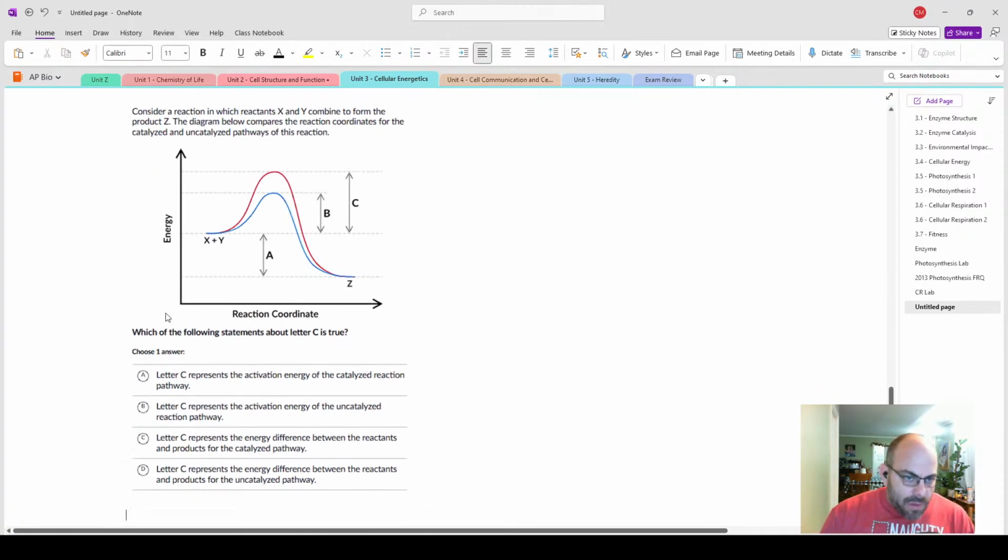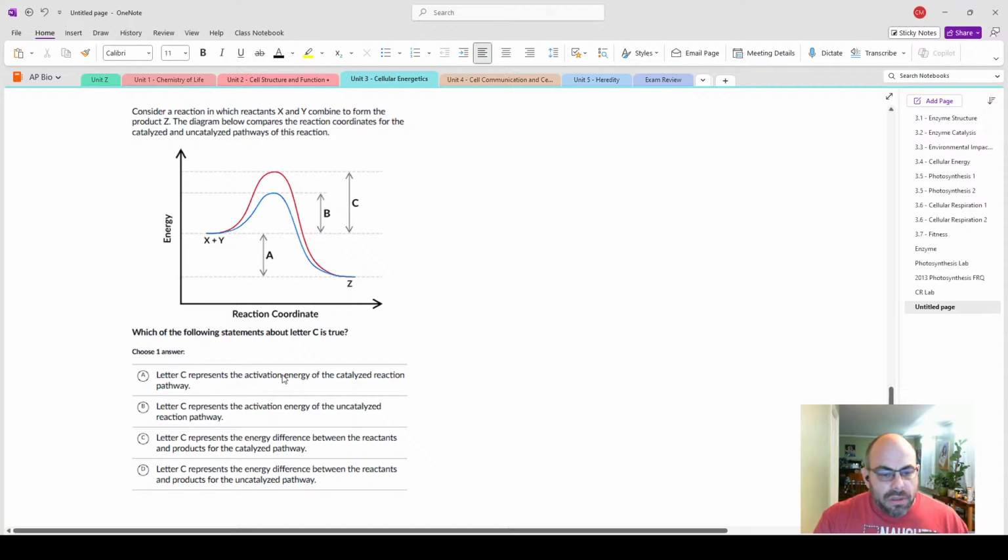All right. Consider a reaction in which reactants XY combine to form product Z. The diagram below compares the reaction coordinates. Okay. And so first of all, what do I know? Reactants, products. I know that B, C represent activation energy, right? And here I see that there's more energy in the reactants than there is in the products. So this is an exergonic reaction.